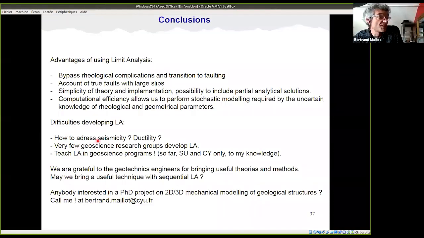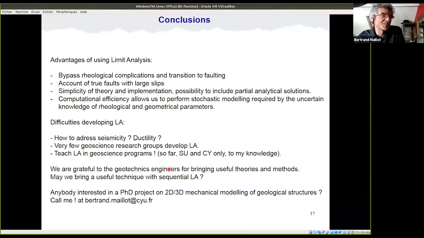Some well-known difficulties are how to address seismicity and ductility, of course. One more difficulty we face is that, in fact, there are very, very few geoscience research groups developing LA, and therefore it's not easy to be alone and to be in a group to develop such methods. Maybe we should teach limit analysis in geoscience programs, which to my knowledge is practically absent.